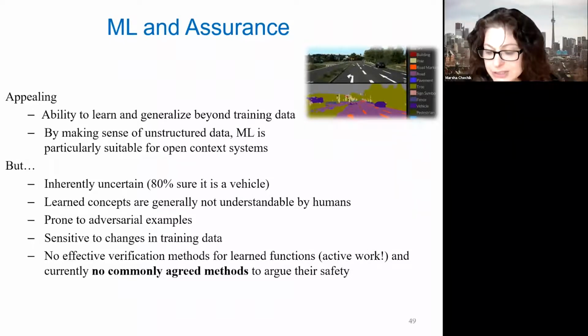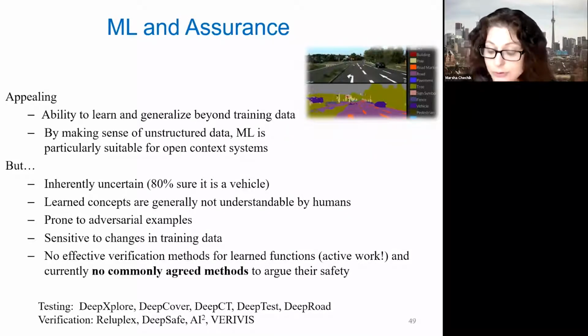What we learn isn't generally understandable by humans. And of course, we're trying to build these assurance cases, which are all based on human reviewability. They're prone to adversarial examples. And also in my field, there is very active work on trying to reason about safety, about correctness of machine learning components through testing and through verification.